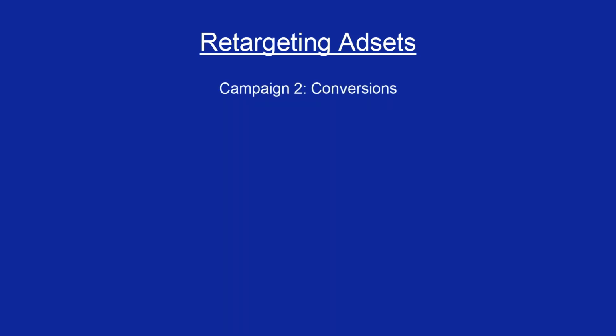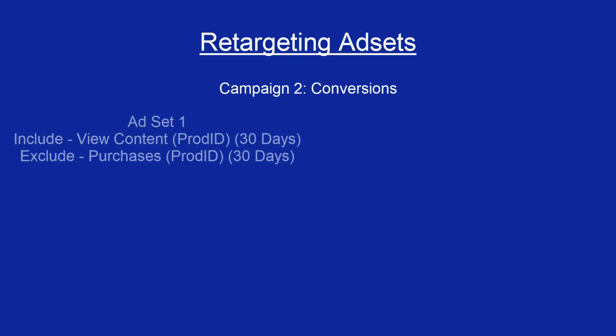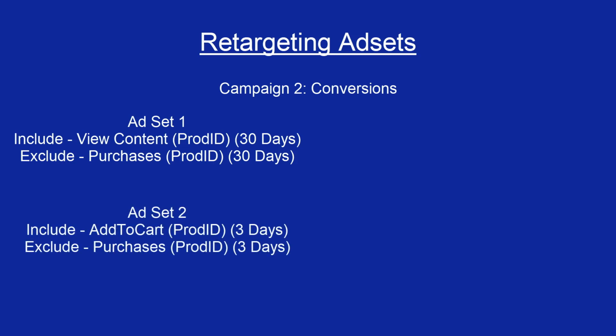Campaign 2. This is going to be a conversion campaign. The next 6 ad sets are a part of it. It's going to be a specific product ad for the view content for 30 days for that product, and then we want to get rid of any purchase for 30 days for that product. And then we go to our add to cart for the specific product. We do 3 days, and we do the exclusion for purchases for 3 days for that product.